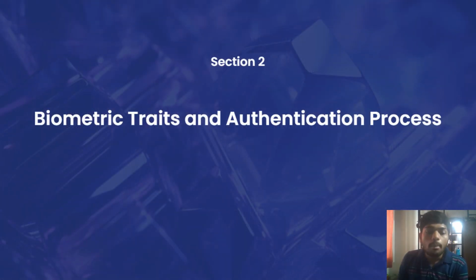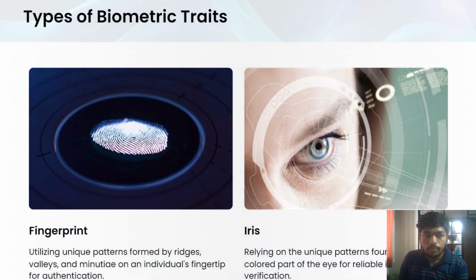Section 2, Biometric traits and authentication process. Let's see about the types of biometric traits. There are fingerprint, iris in this slide. Let's see about that first.